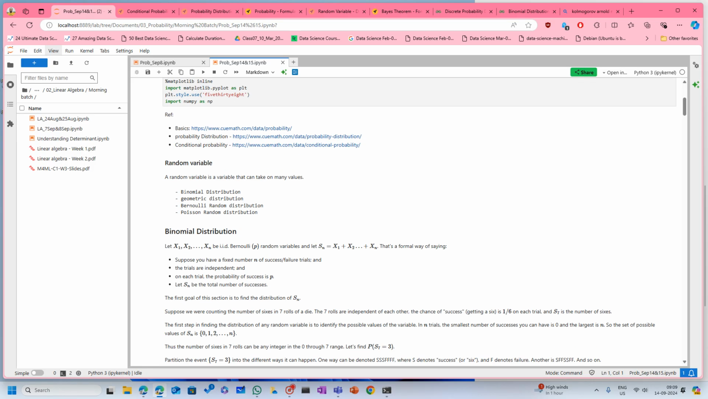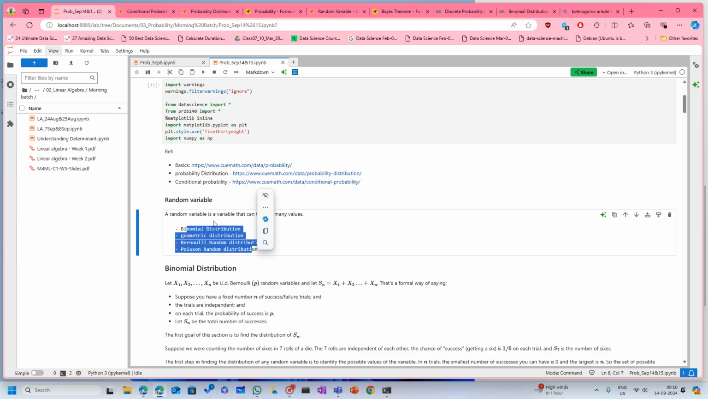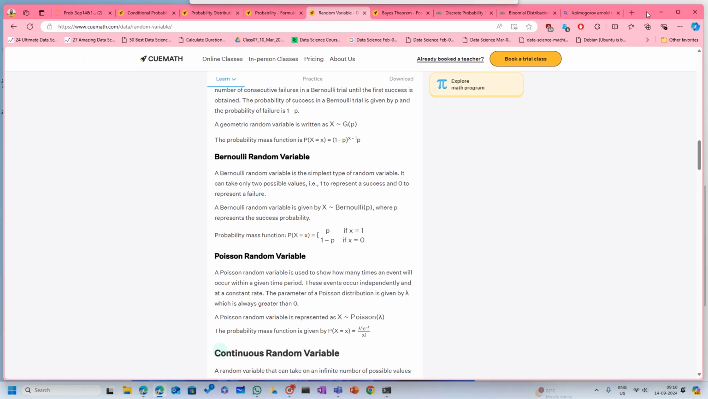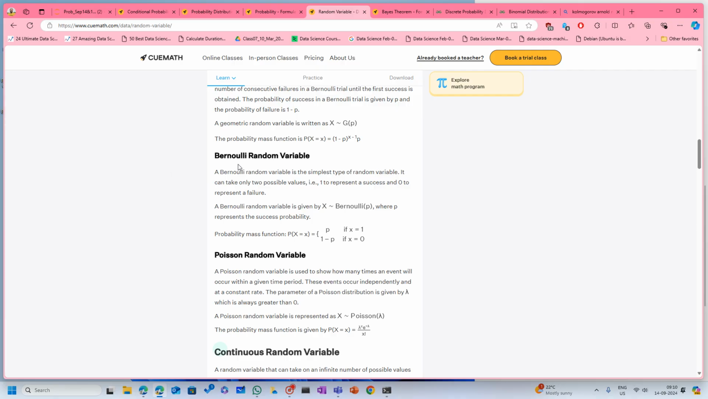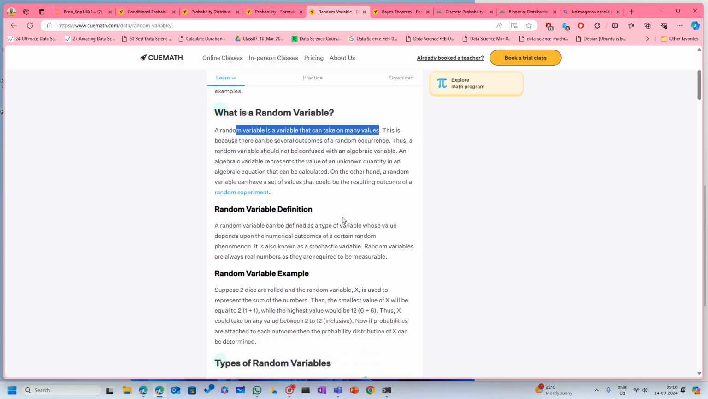Here we have to talk about what a random variable is, what types of distributions it will represent, what a continuous variable is, what types of distributions it will represent, all of that. Now a random variable is nothing but a variable that can take any number of finite values. A random variable is nothing but a variable that can take on many values. It can take any value basically, that is called a random variable.